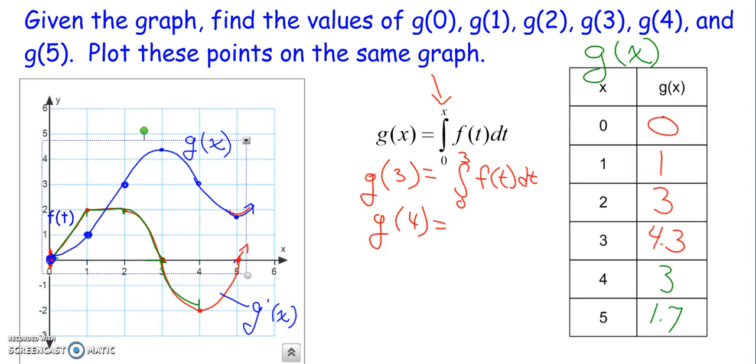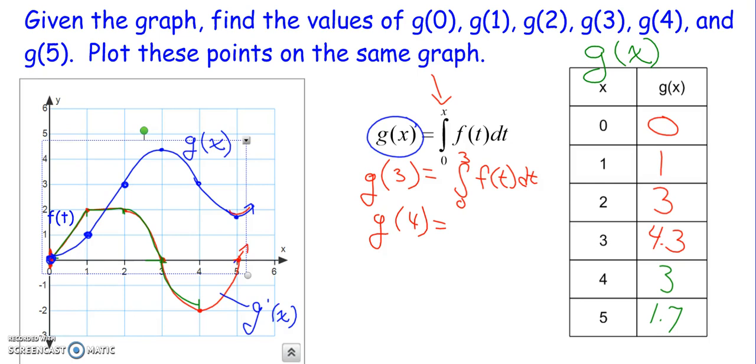When the derivative goes back to positive, the graph shifts back. This is a huge connection in calculus. What's happening here is that g of x and f of t are related. That is the derivative. That is 100% exactly what you were supposed to see. g of x and f of t are related.